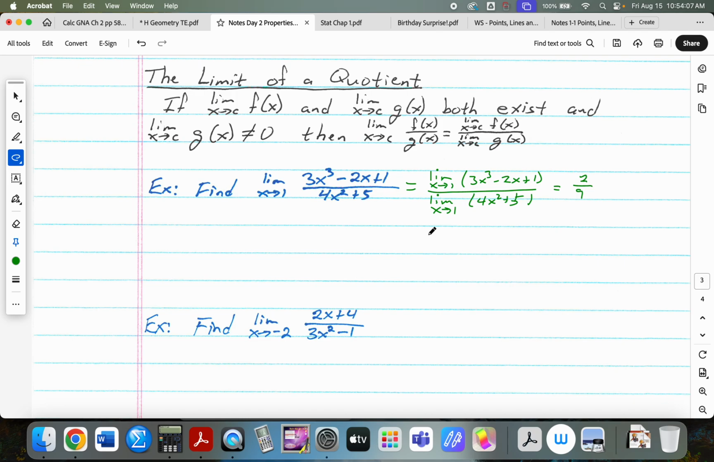Now, you do want to do them independently of one another, and we'll get more into that another day, but there are times when this doesn't work out real well. So, if we're looking at this one, what does my numerator go to as x goes to negative 2? 0. And what does my denominator go to as x goes to negative 2? 11. So that's 0.